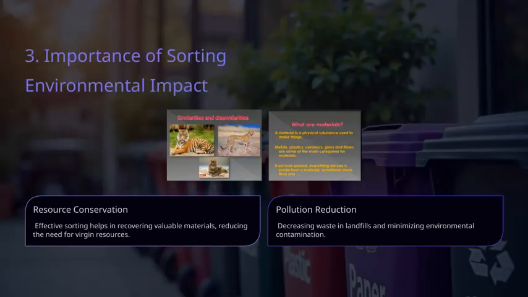Let's talk about the importance of sorting, especially when it comes to our environment. Effective sorting plays a crucial role in reducing environmental impact. When we sort waste properly, we can recover valuable materials that might otherwise go to waste. This not only helps in conserving natural resources, but also reduces the need to extract new, virgin materials from the earth. Additionally, proper sorting significantly contributes to pollution reduction.